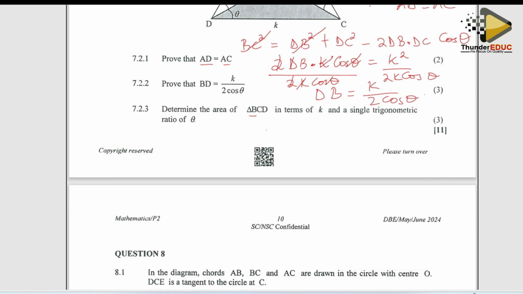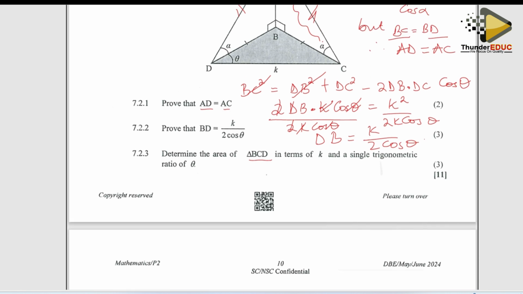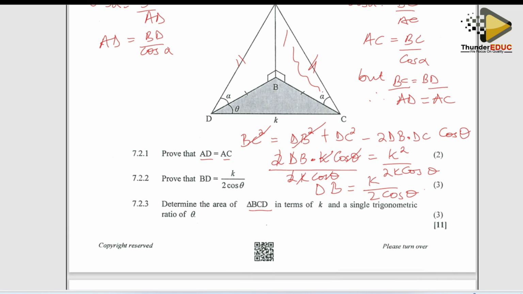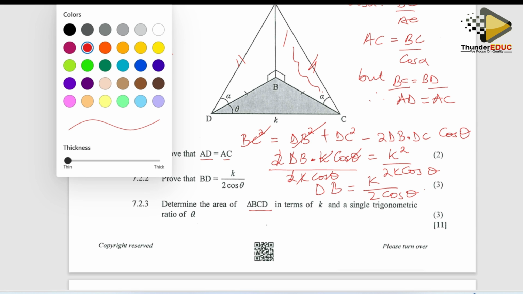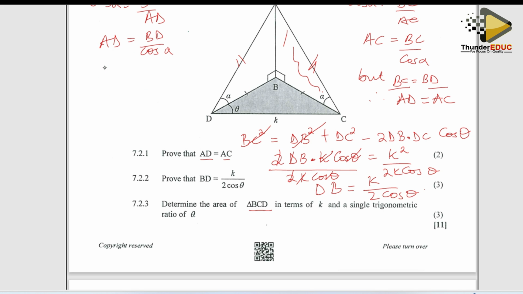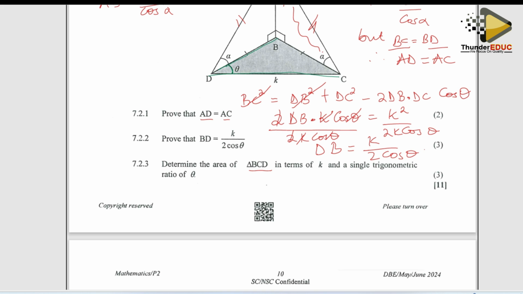Then determine the area of BCD in terms of K with just a single trig ratio. Area of BCD. Now, remember, if you were to use the area rule, two sides are known. So this is known, this is known. We have the angle. We want just a single trig ratio. So what I'm going to do is say that my area is a half multiplied by BD multiplied by BC or CD, and then the sine of theta.